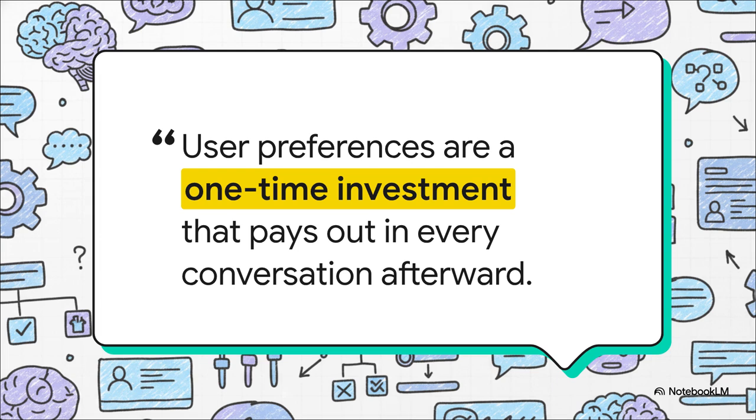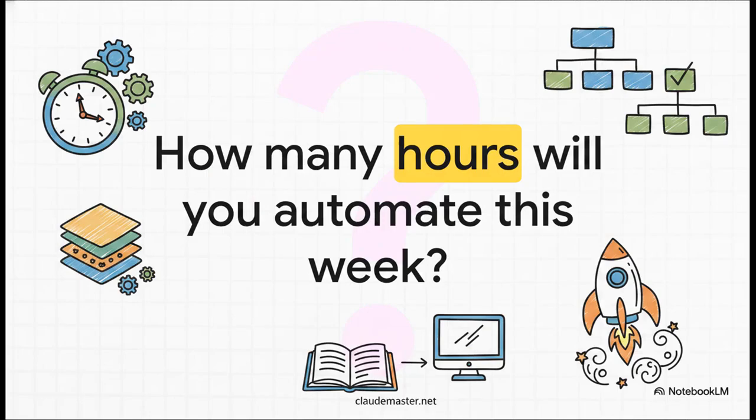It all comes down to this key takeaway. User preferences are a one-time investment that pays out in every conversation afterward. So, set your global rules, scope out your specialized tasks, and stop manually briefing the AI. Just write it once, and you are completely done. Write it once, stop repeating yourself.